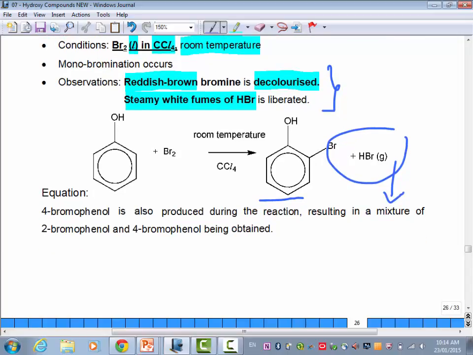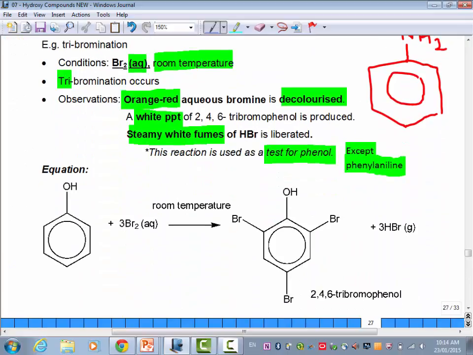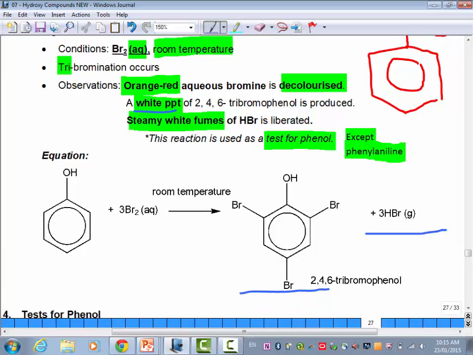So just now I mentioned the use of aqueous medium. Now when you use bromine water as the reactant, what happens? You are going to get a multiple substituted product. In this case, the observation, number one, your bromine goes from orange-red and decolorizes. Number two, you are going to get a white ppt, which is your 2,4,6-tribromophenol. This is your white ppt. And same as before, HBr white steamy fumes are evolved.